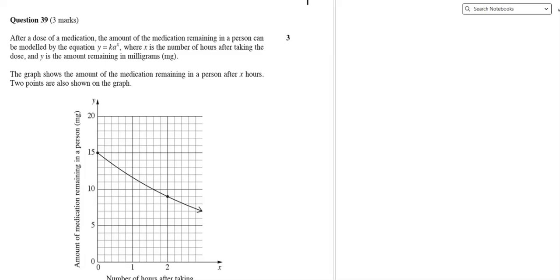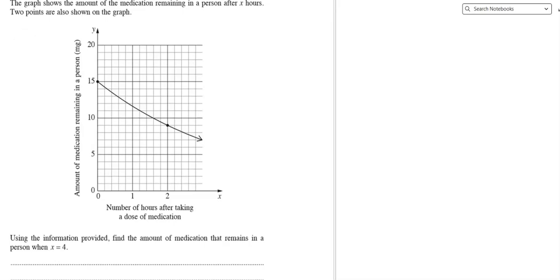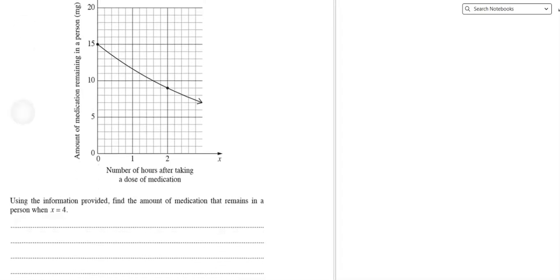Question 39. After a dose of medication, the amount of medication remaining in a person can be modelled by the equation y equals k a to the x, where x is the number of hours after taking the dose and y is the amount remaining in milligrams. The graph shows the amount of medication remaining in a person after x hours. 2 points are also shown on the graph. Using the information provided, find the amount of medicine that remains in a person when x equals 4. Pause here to try yourself.